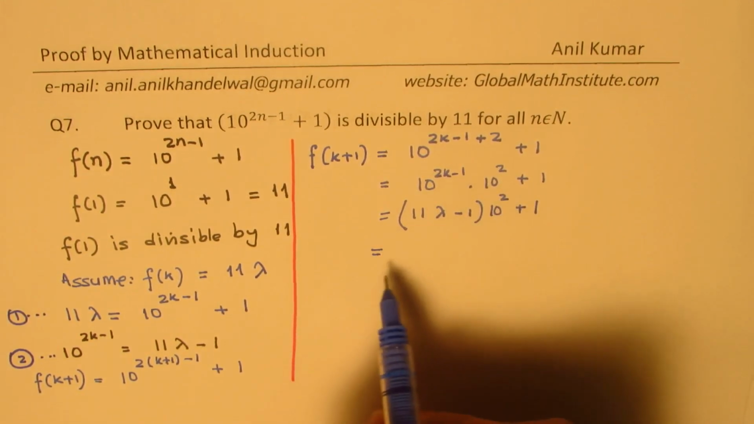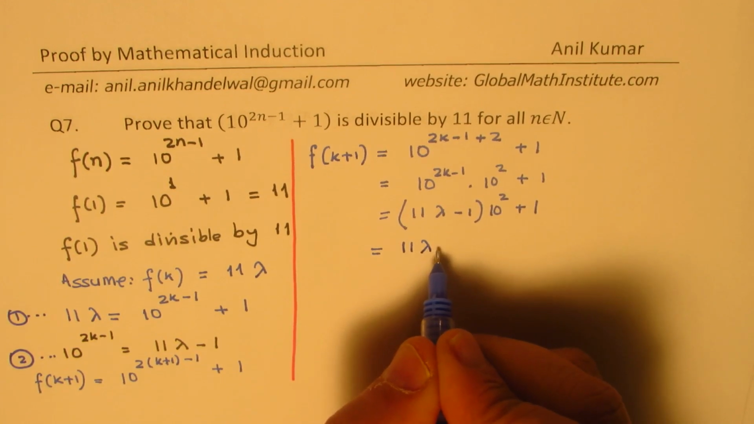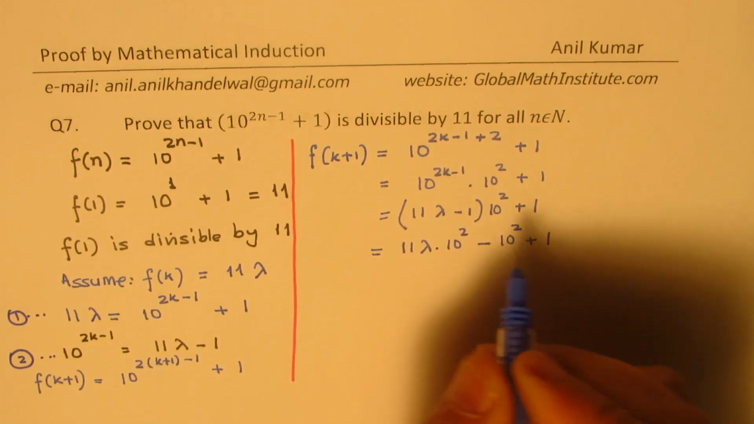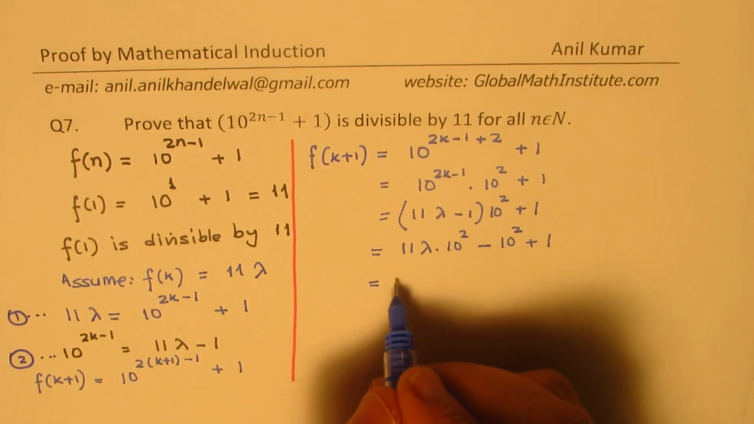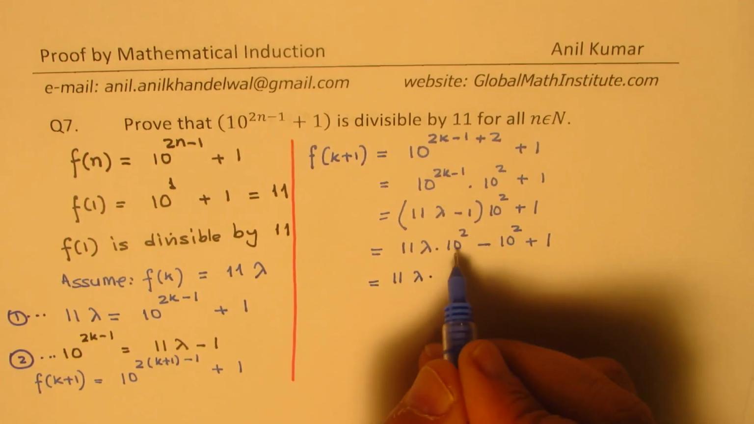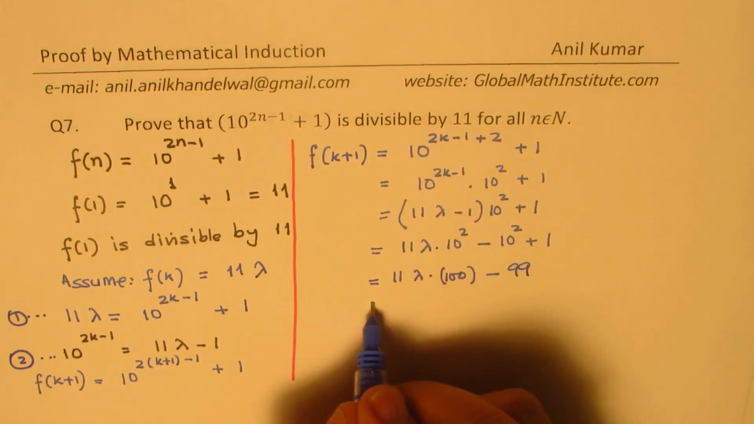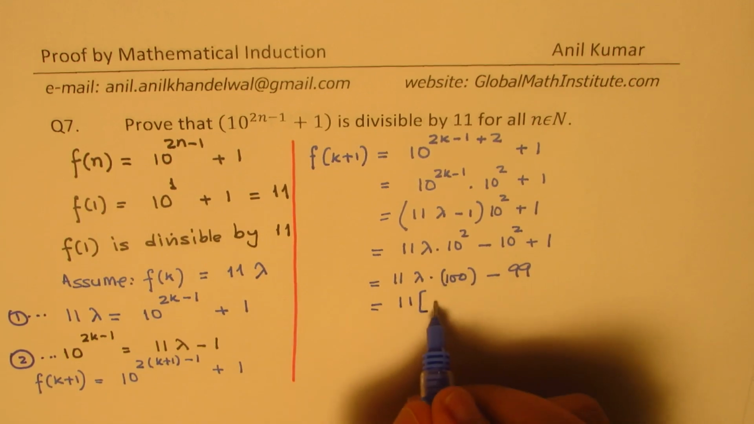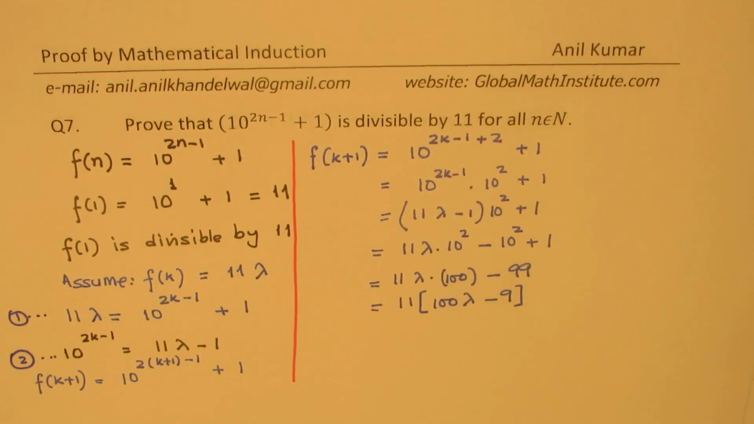So we can now open this bracket. So once you open this bracket, what do you get? You get 11 lambda times 10 square minus 10 square plus 1. Now 10 square is 100, so minus 100 plus 1 is minus 99. So what we get here is 11 lambda times 100, minus 99, right? And from here 11 is a common factor. So taking 11 as a common factor, we get 11 times (100 lambda minus 9). So clearly f of k plus 1 is a multiple of 11.